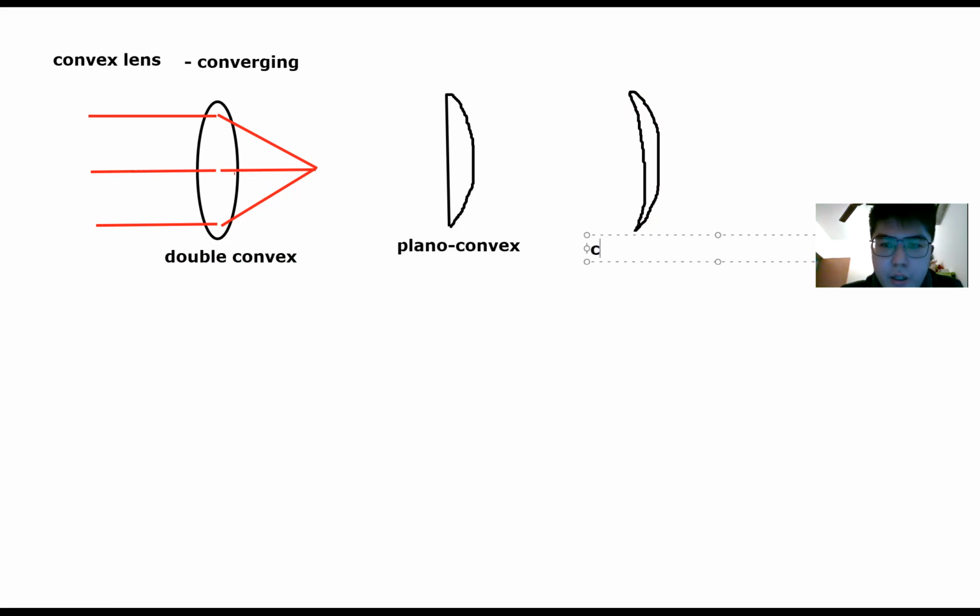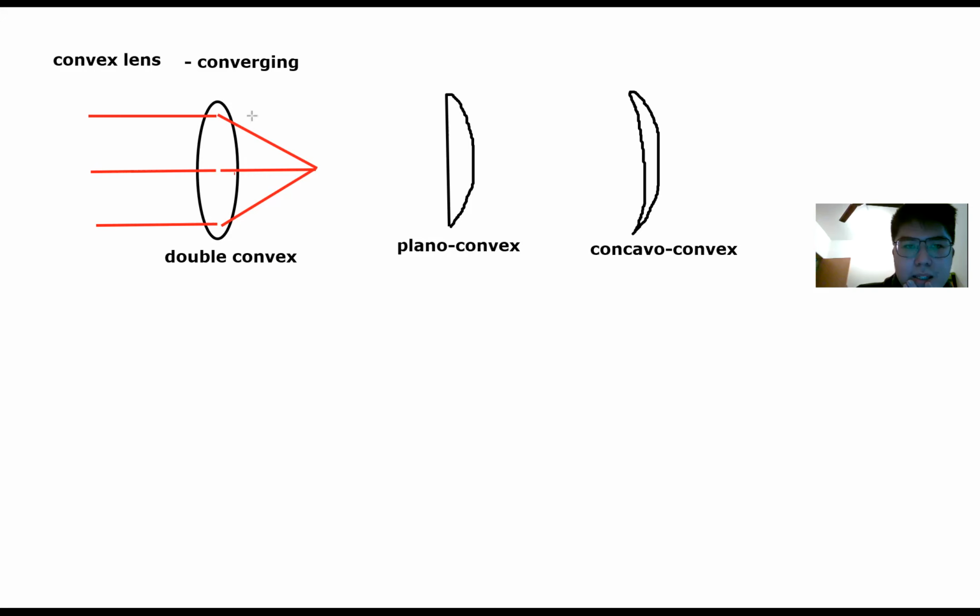It's like a concave or convex. Okay, doesn't really matter the names lah. Just to let you know, concave or convex. Why? Because it's kind of like a mix of the concave and convex. So these are all the families of the convex lens.